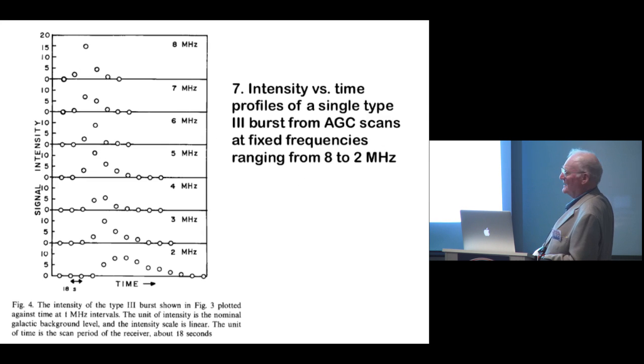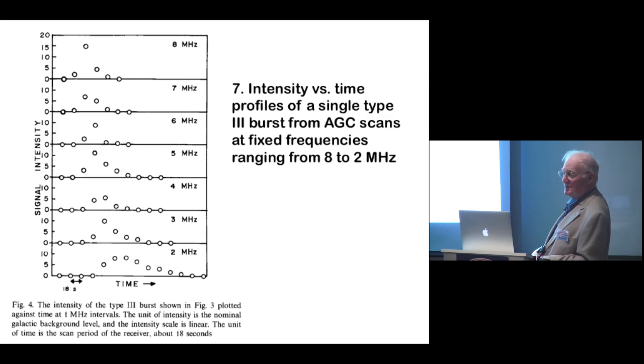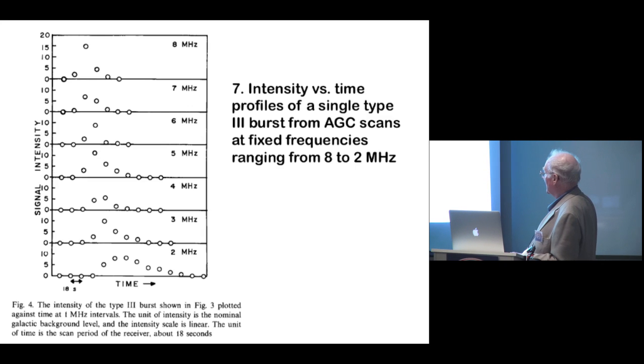This is another representation of just the same sort of data, except here we see the intensity of the burst at a fixed frequency. And here we see it at a number of frequencies ranging from 8 megahertz down to 2 megahertz. And you can see the peak of the burst moves to later and later times. And this is just what you would expect, because if it's produced by electrons moving out through the corona into less and less dense regions, the burst produced will be lower and lower frequency.